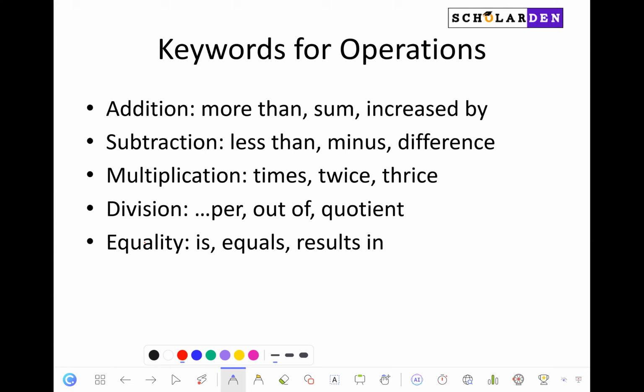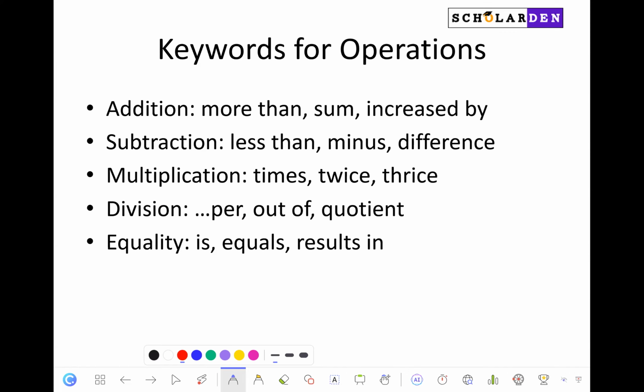Finally, when the equality is supposed to be ascertained, that is usually extracted from is, or equals to, or results in. So these are the things which indicate that this is the result of a mathematical operation. So the mathematical operation equals this quantity. So these are the particular keywords for operations and how we are going to translate them into different mathematical operations, okay?